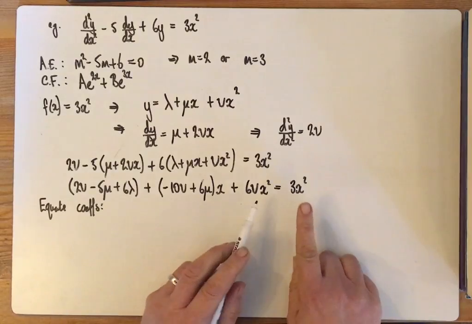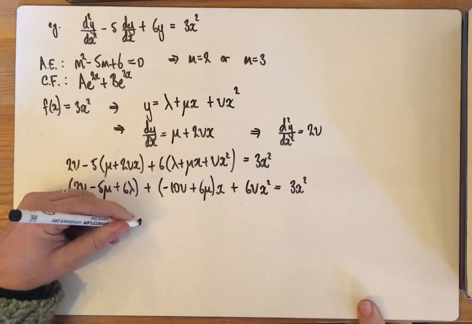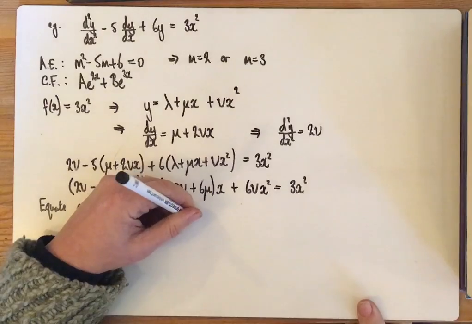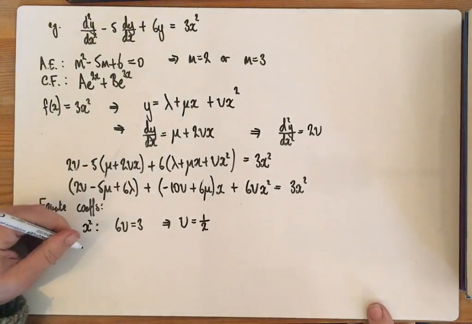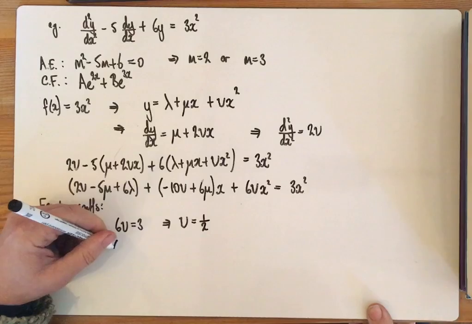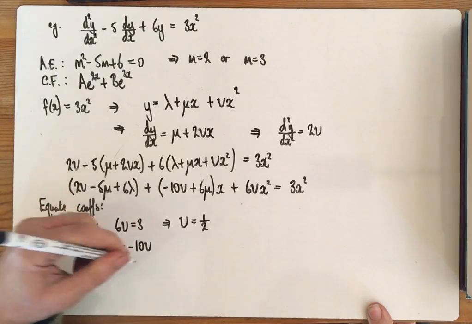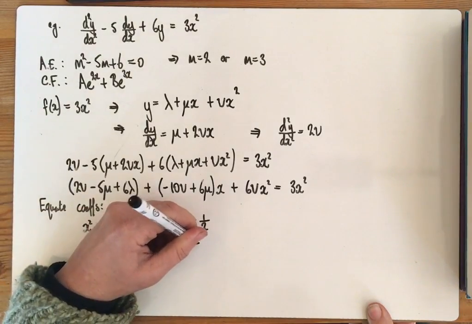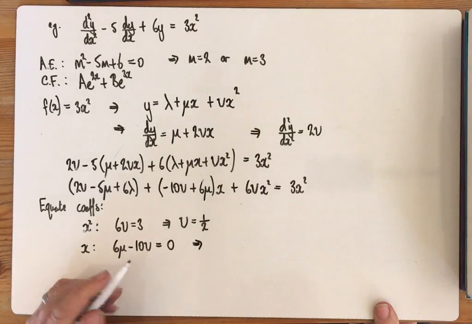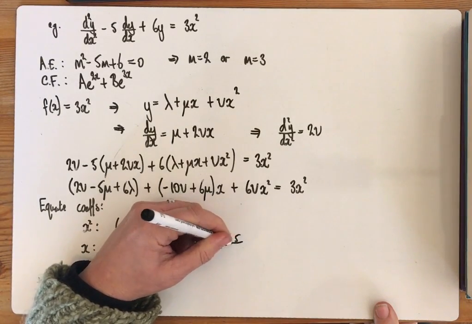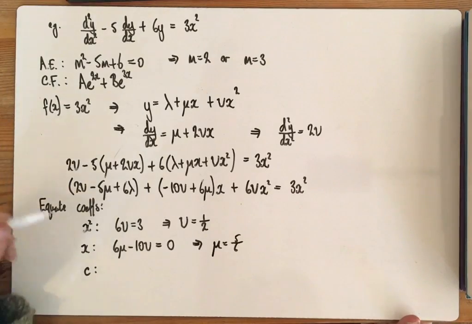So it makes sense to start with the x squared coefficients, and that gives you that 6 nu is 3, and so nu is equal to a half, and then x coefficients, 6 nu minus 10 nu equals 0, and that's going to give you 5, and so mu is equal to 5 over 6, and then the constant term, which we could just call c, couldn't we?